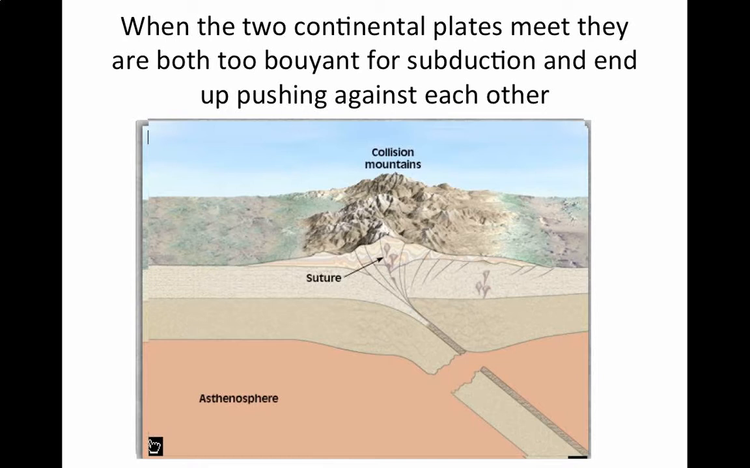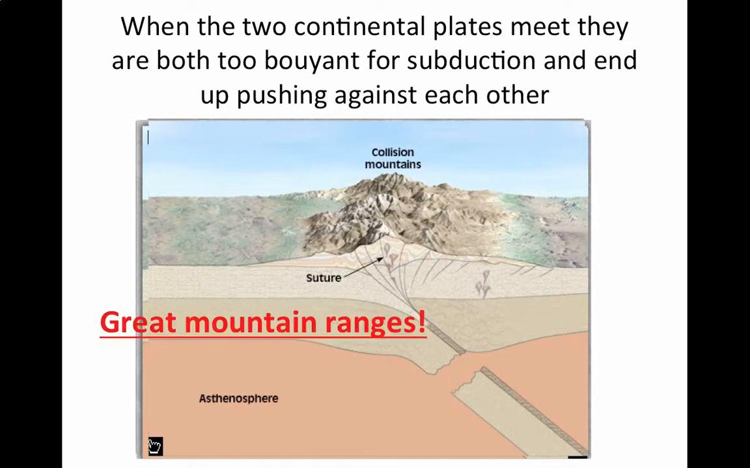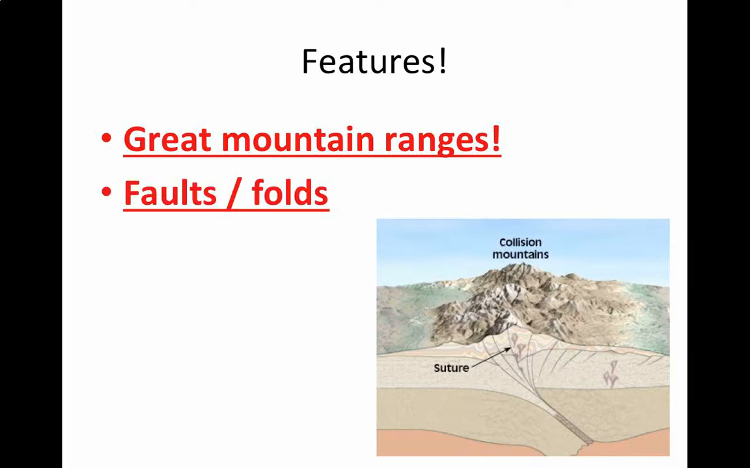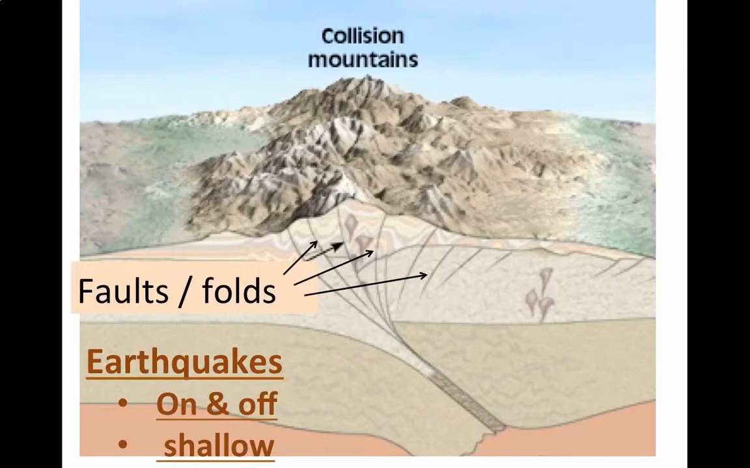Noticing our main feature here, rather than volcanoes, will be a non-volcanic mountain range. We have no more subduction occurring once those two plates start to collide. As they collide, their continental granitic crust pushes up over time and creates those large mountain features. We also, of course, as they collide, notice faults and folds that occur within the mountain chain. And of course, earthquakes due to all the movement of the Earth's crust.